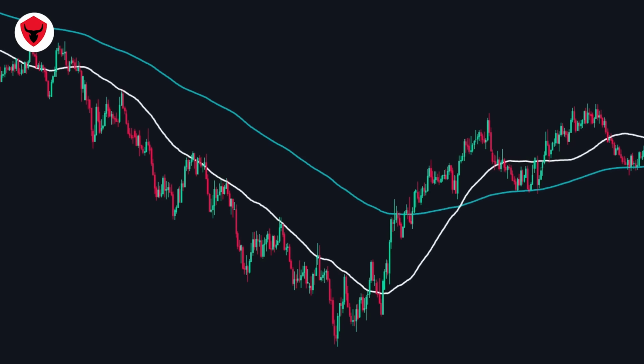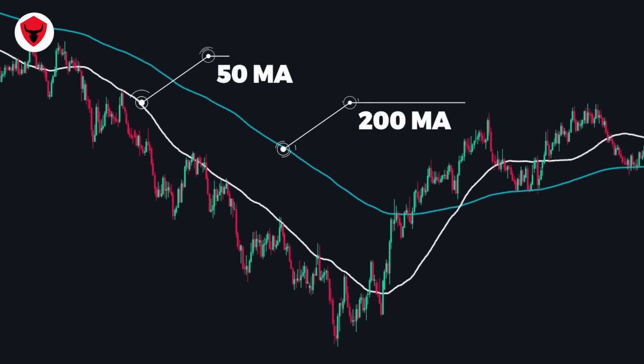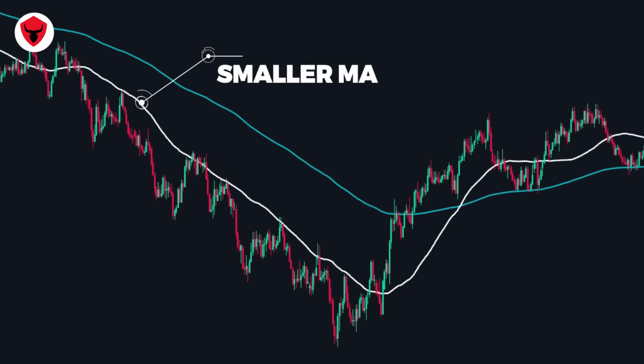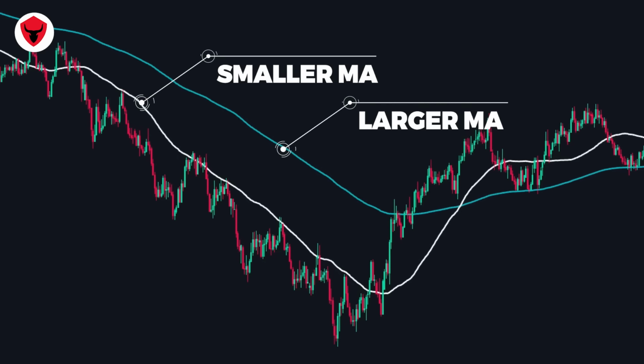3. Large versus small moving average. Another way of determining market trends is to use two moving averages and analyze their positions. Consider a chart with two moving averages, 50 periods and 200 periods. The 50 period MA is known as the smaller MA, whereas the 200 period MA is the larger one.